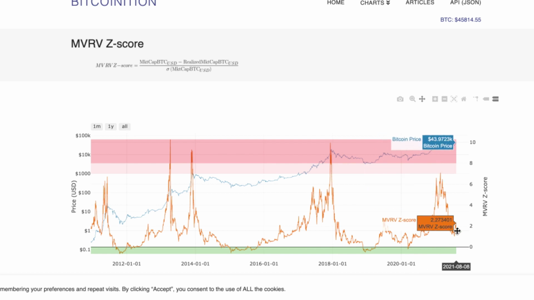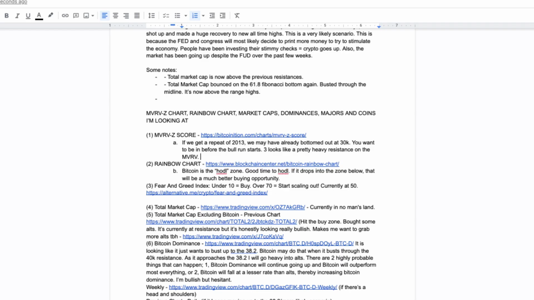The next thing I look at is the rainbow chart. Last time, Bitcoin was in the hodl zone on the rainbow, a good time to hodl. It would be a much better opportunity if it drops below the hodl zone. So we are in the hodl zone. We're still in the hodl zone.